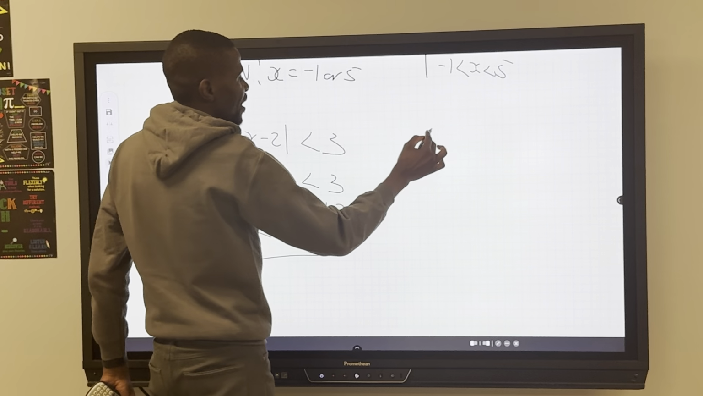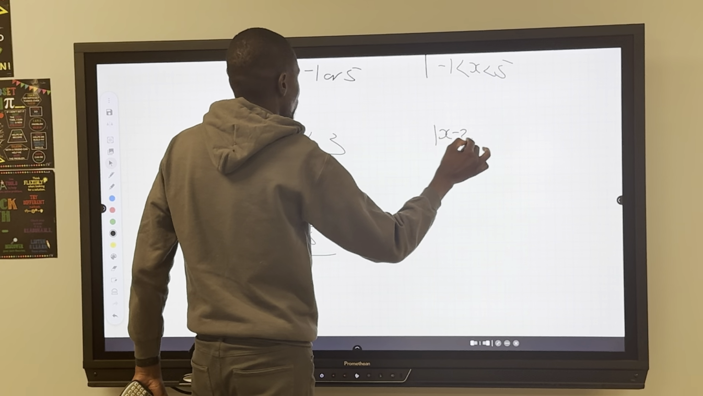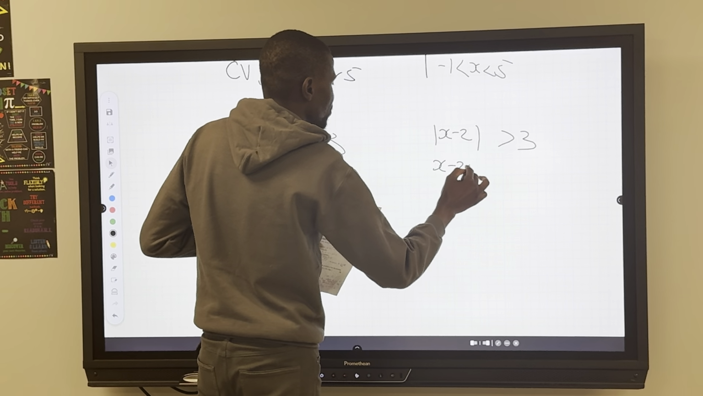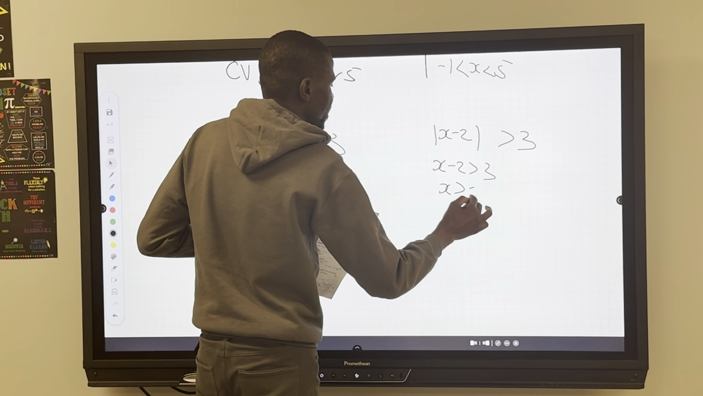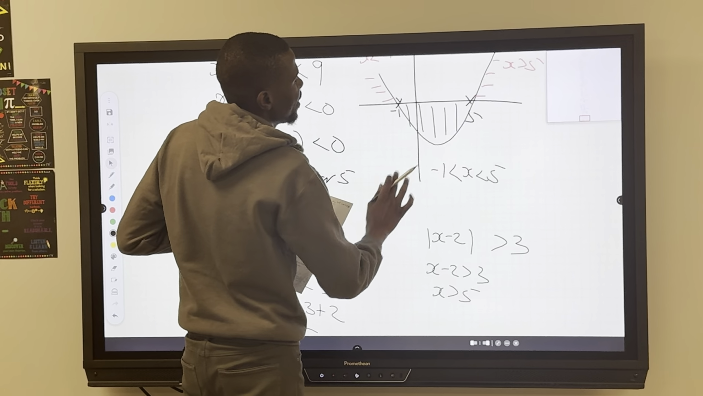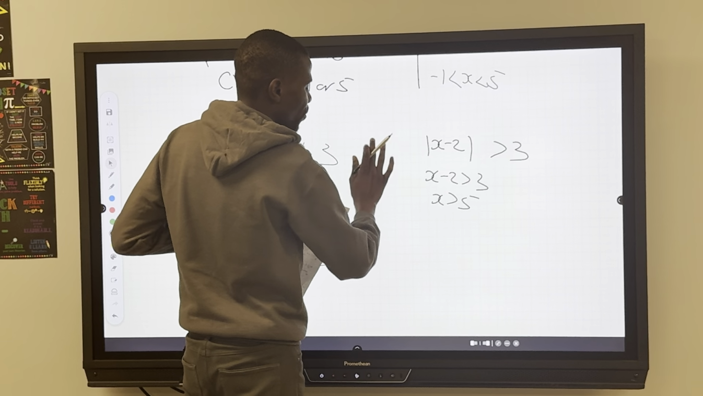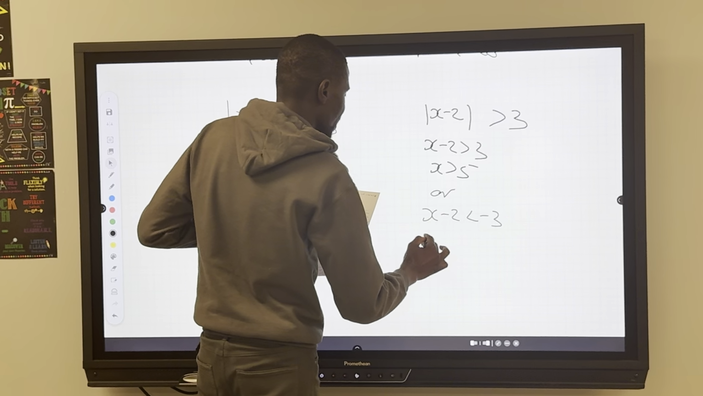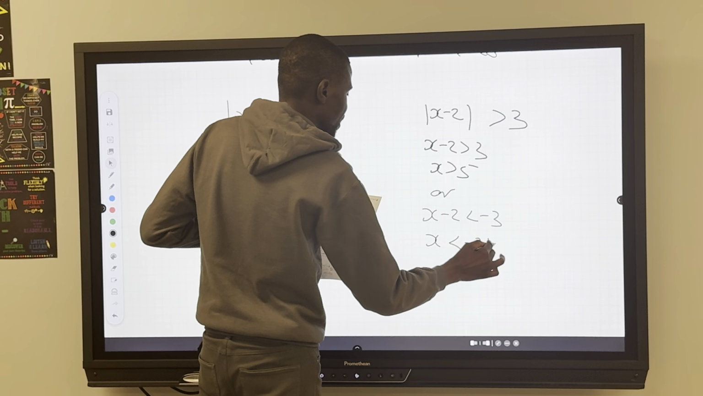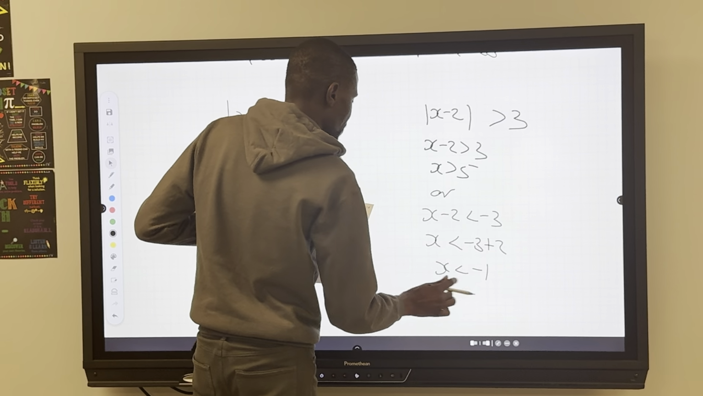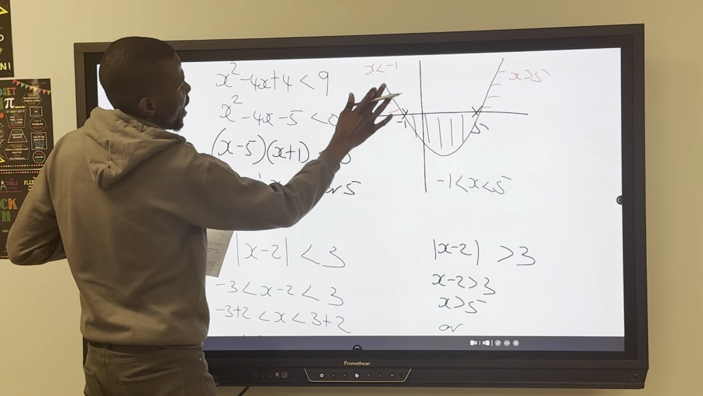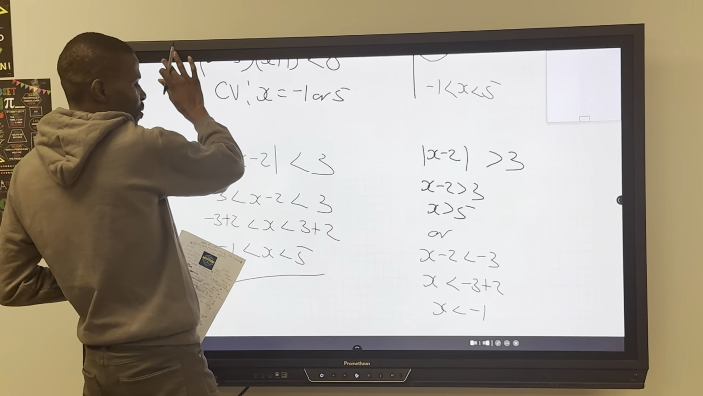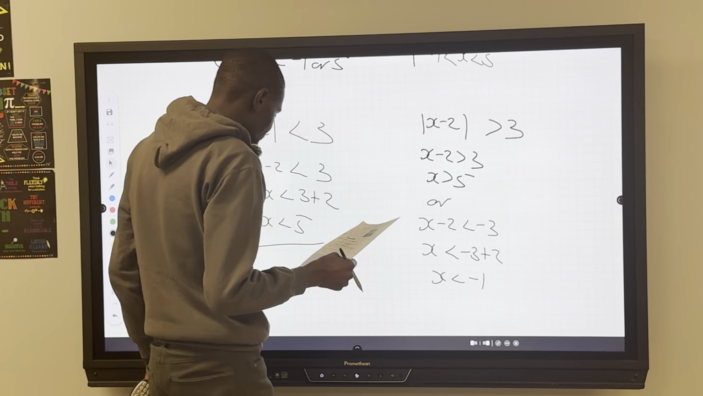But for greater, I said it's x minus 2 greater than 3. So x is greater than 5. And it's even clear here that x was greater than 5. Or you could say x minus 2 less than negative 3. So x is less than negative 3 plus 2, and x is less than negative 1, which is that part here. So instead of squaring or graphing, just go ahead and use those results.